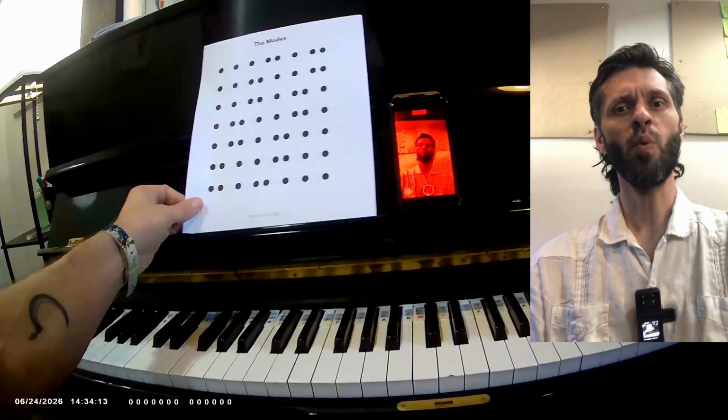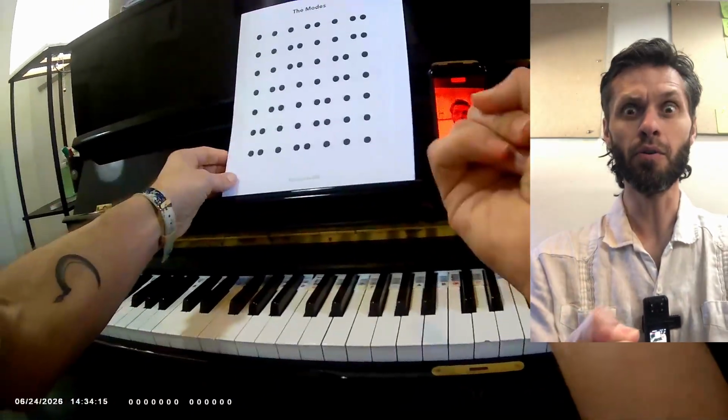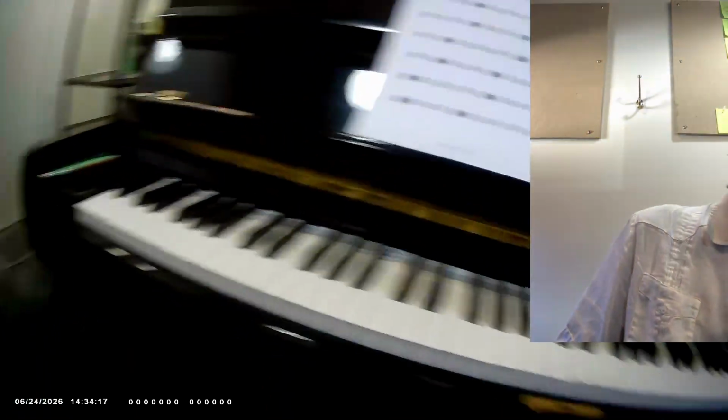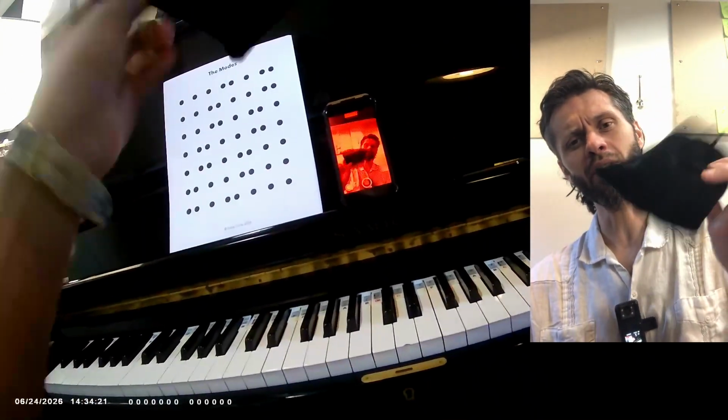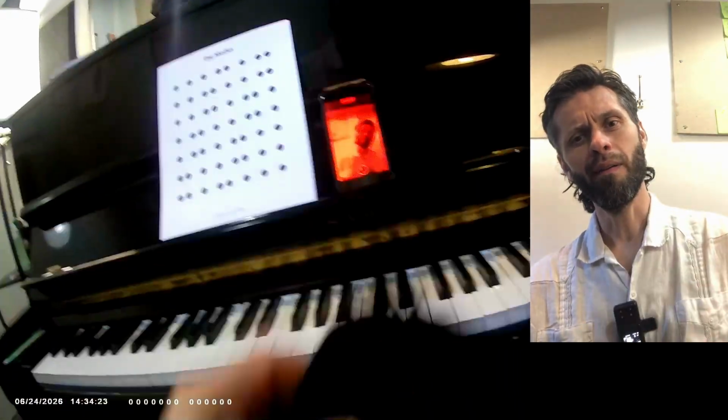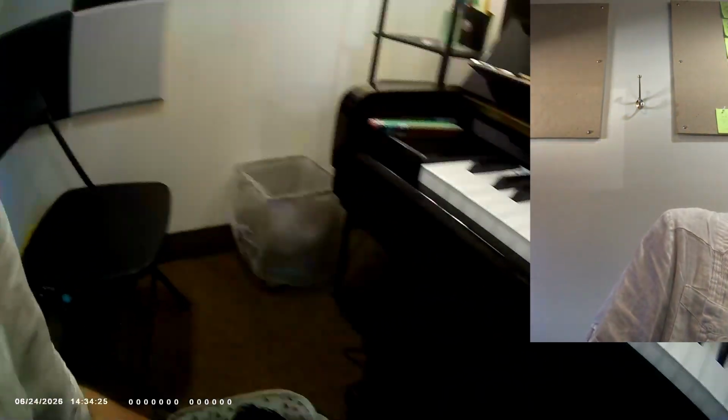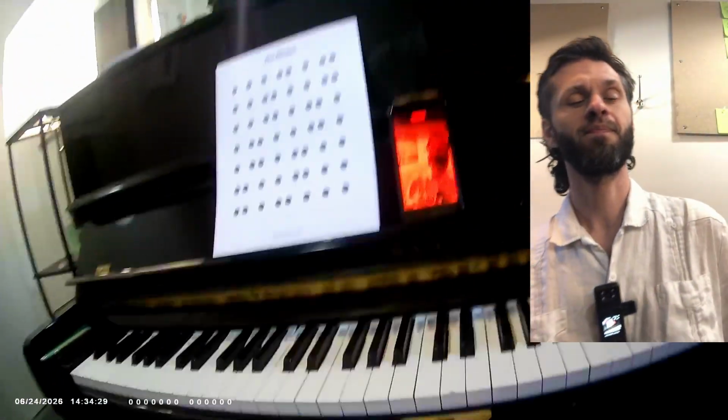Anyway, we got the modes. Do you know the modes? Hey, that sounds like the deck of cards. This is brought to you by this deck of cards that I made. It's a set of deck of cards with dice as well. It's pretty cool. But anyway, I'll keep talking.